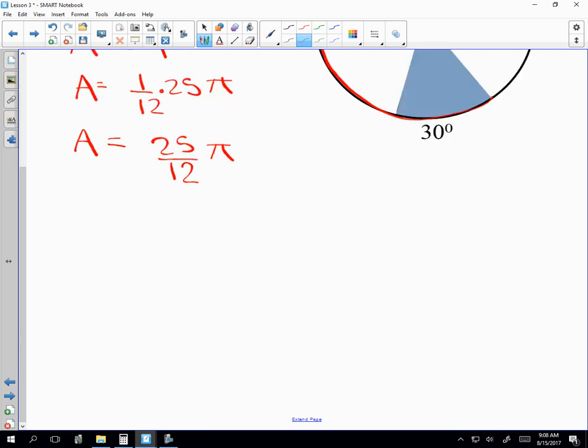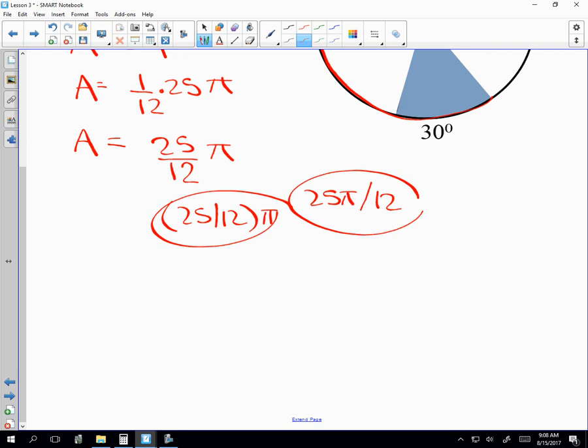If you're typing this into Schoology, there's a couple ways that you can type it in. You could do 25 over 12 pi. You could do 25 pi over 12. So all of these would be correct answers in Schoology.